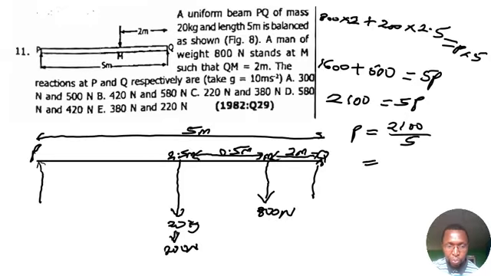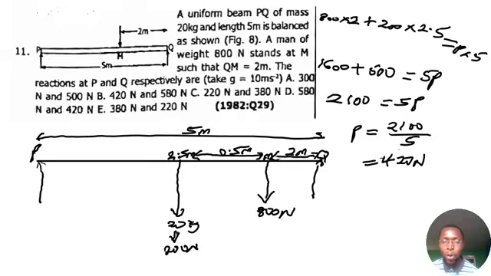Now when you do 2100 divided by 5, you should have 420. So here our P is 420 Newton. But remember, we have to get P and Q.